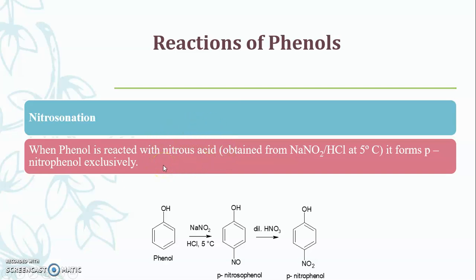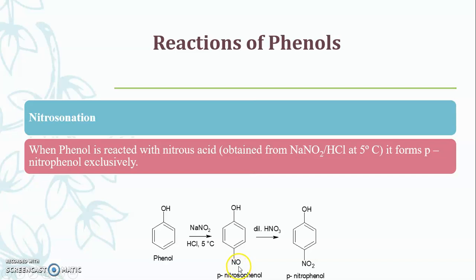Nitrous acid is nothing but HNO2, which is formed by the reaction between sodium nitrite and hydrochloric acid at 5 degrees Celsius. And this in situ nitrous acid reacts with the phenol, which leads to the formation of para nitrosophenol. Here you can see only the NO group is added, which is known as the nitroso group.